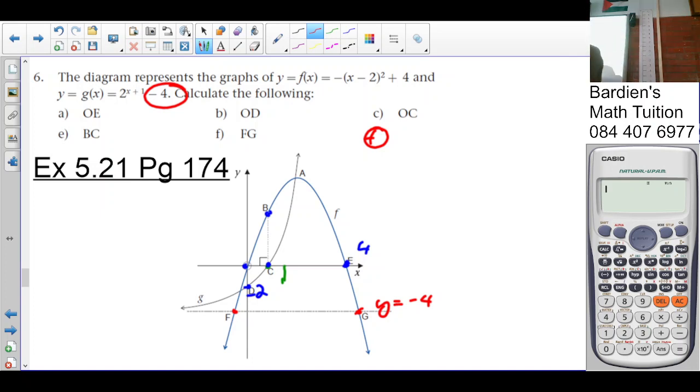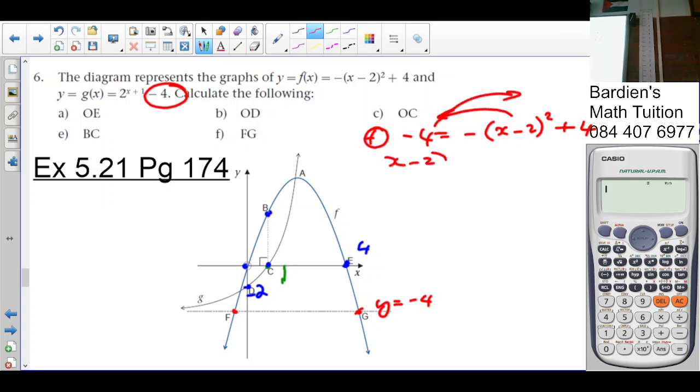Okay. So we know that to work out your x values at point F and G, we set the graph equal to negative 4. Or we can say this is also a point of intersection of the two graphs, of y is equal to minus 4 and y is equal to negative open brackets x minus 2 squared plus 4. So negative 4 is equal to negative into x minus 2 squared plus 4. We take that over, so it becomes x minus 2 squared equals 8.